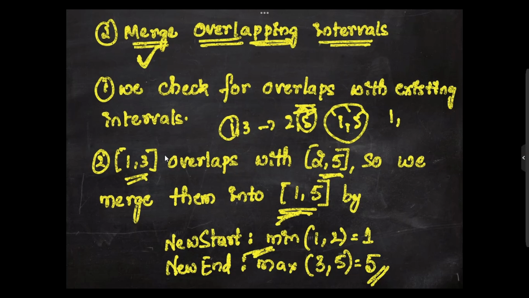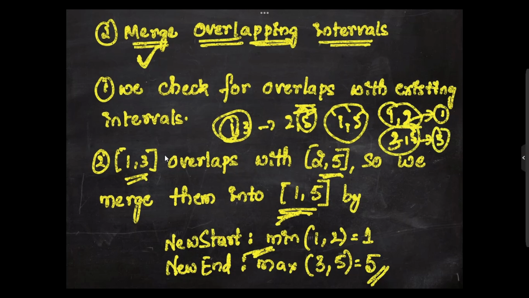1 comma 3 merges with 2 comma 5, since 2 lies within 1 comma 3. So instead of 2 comma 5 it will be 3 comma 5, because 2 has merged into 1 comma 3. The minimum of the starts will be 1, and we take the maximum of the ends, which will be 5 in this case. So this will be 1 comma 5. This is fine.